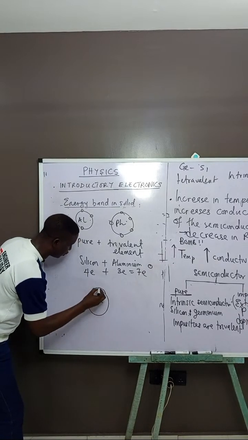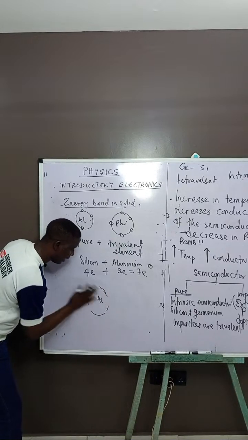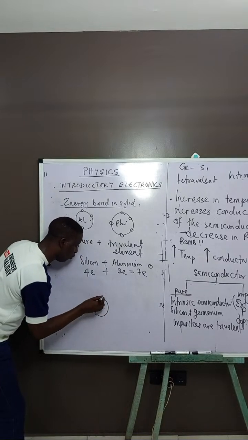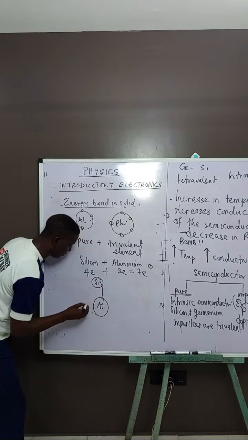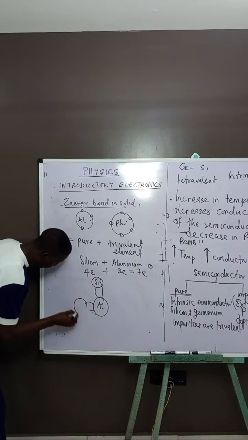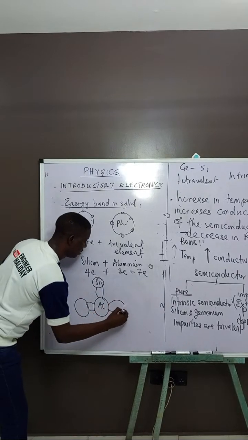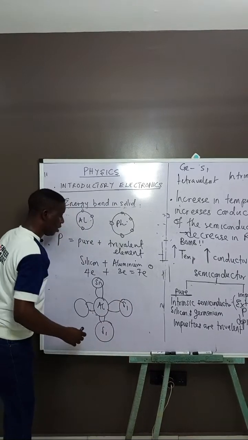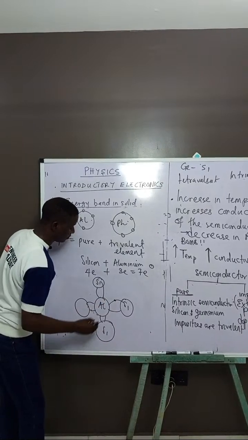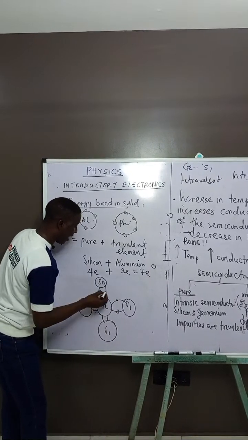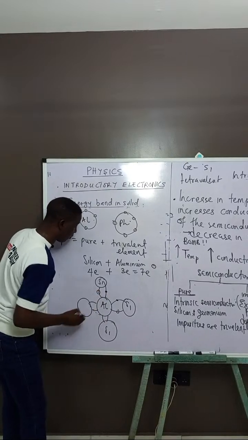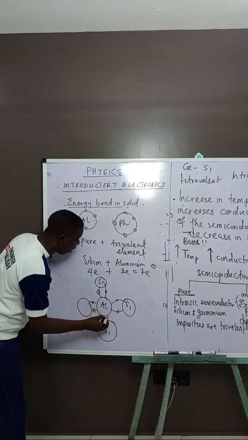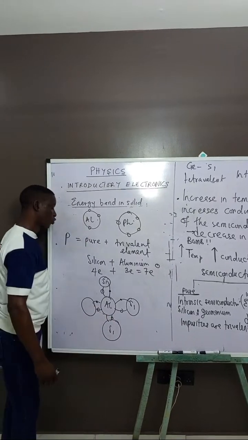For instance, let me take aluminium. Let me take the outer shell. Now this is aluminium. Now let me draw silicon around it. This one silicon, this one silicon, this is another silicon, and this another silicon. Now the aluminium will drop 1, silicon will drop 1, aluminium will drop 1, silicon will drop 1, but aluminium cannot drop.